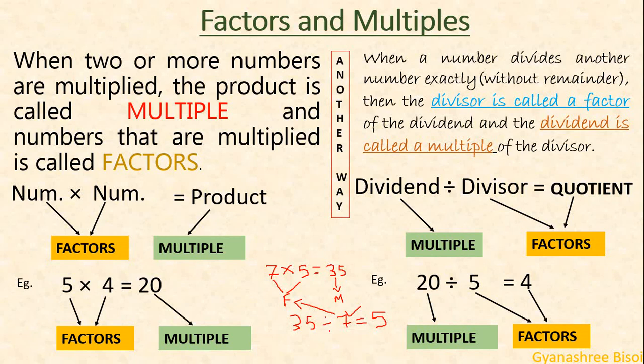Are you getting my point? When you are multiplying two or more numbers, these numbers are called factors. After multiplying, the product is called a multiple. Okay, understood? And remember, factors always divide the multiple exactly without any remainder. Understood? Okay.